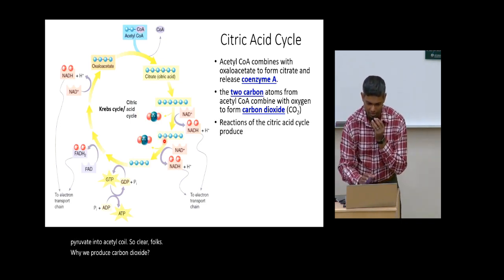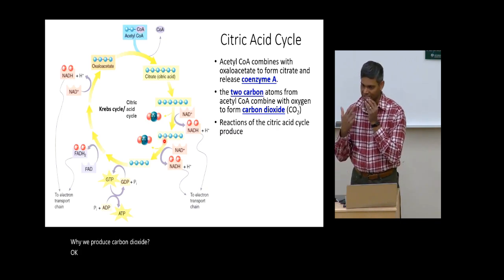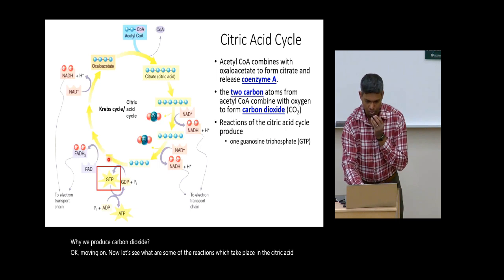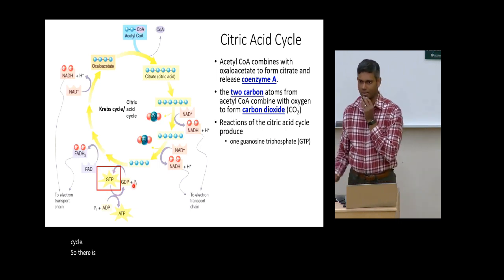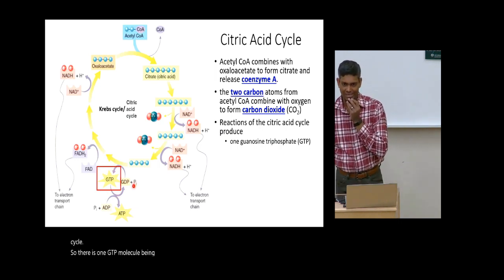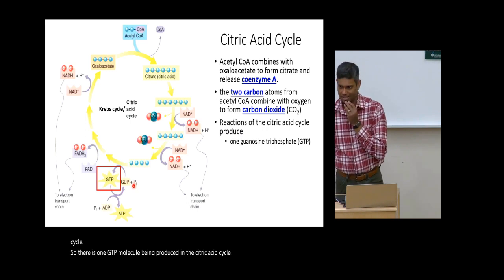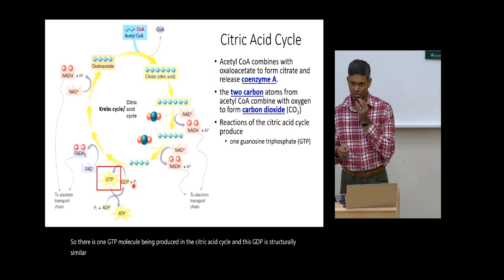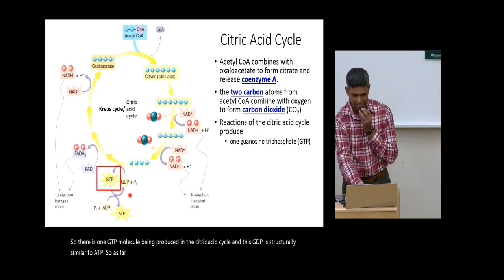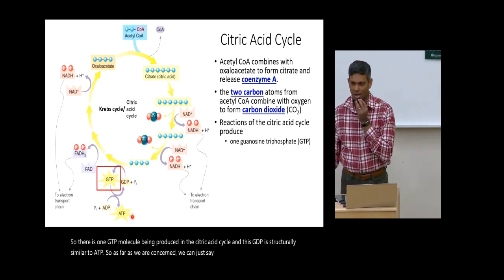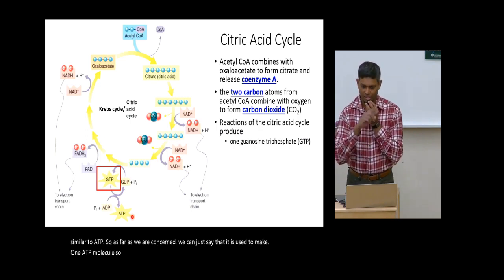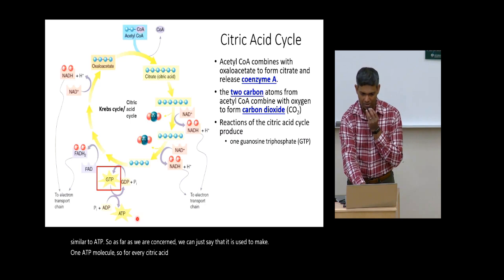Okay. Moving on. Now let's see what are some of the reactions which take place in the citric acid cycle. So there is one GTP molecule being produced in the citric acid cycle, and this GTP is structurally similar to ATP. So as far as we are concerned, we can just say that it's used to make one ATP molecule. So for every citric acid cycle, you have one ATP molecule being produced.